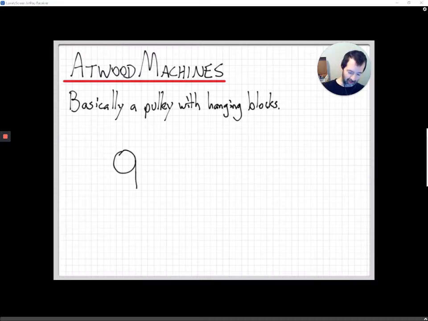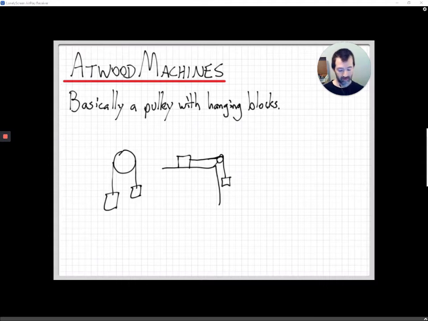Most of the time when you see an Atwood machine, it's just going to look something like this. So like a wheel and strings with two blocks hanging on it. There are various modifications you can make to this, like obviously I could put more than one block on one end of the string. One of the most common variants sets one of the blocks on a table, and then the pulley hangs over the table, so something like that. That's called a modified Atwood machine.